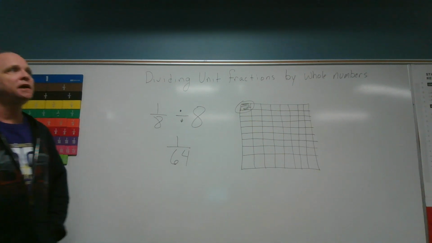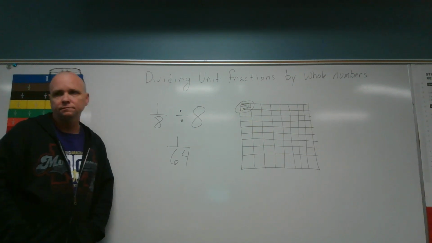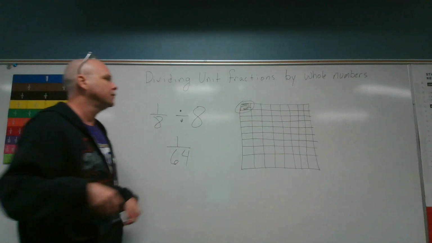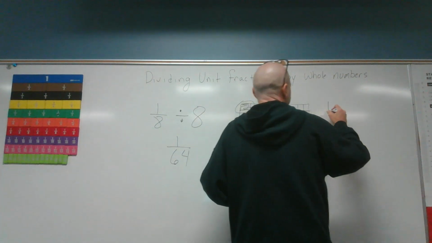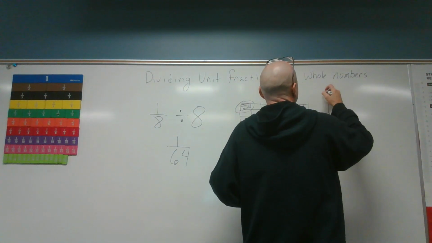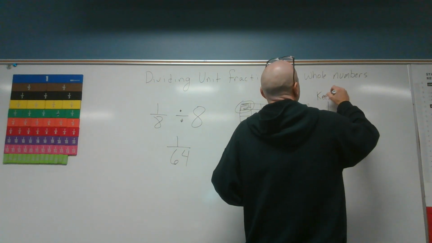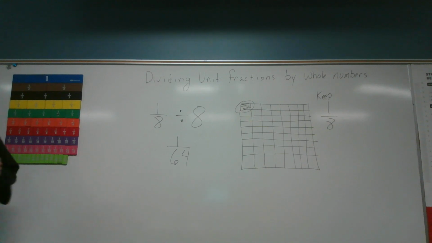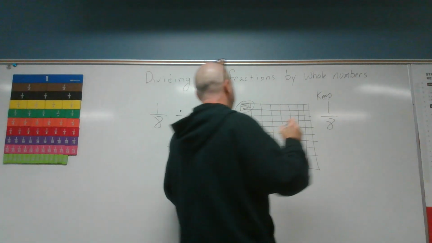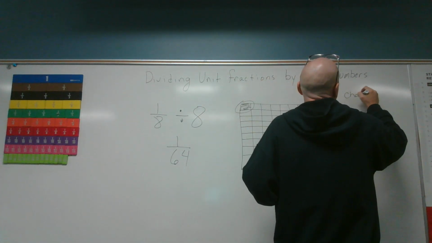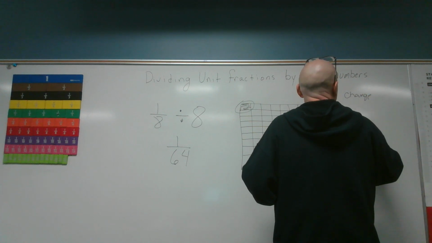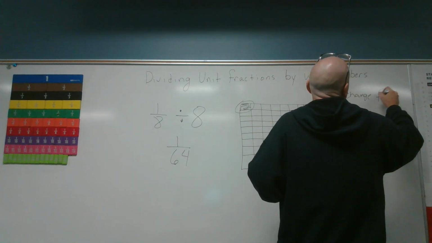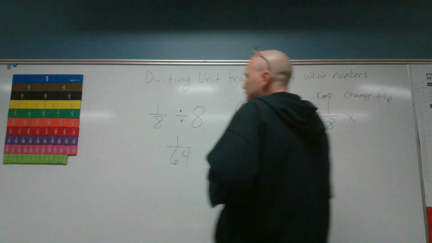Now, if we follow our standard algorithm, we keep the first fraction. That's our keep. So our first fraction stays the same. We change our division to multiplication. And we flip the second fraction over.